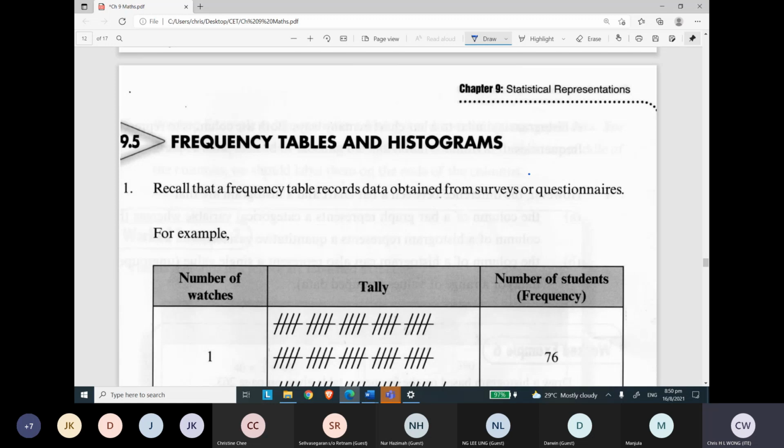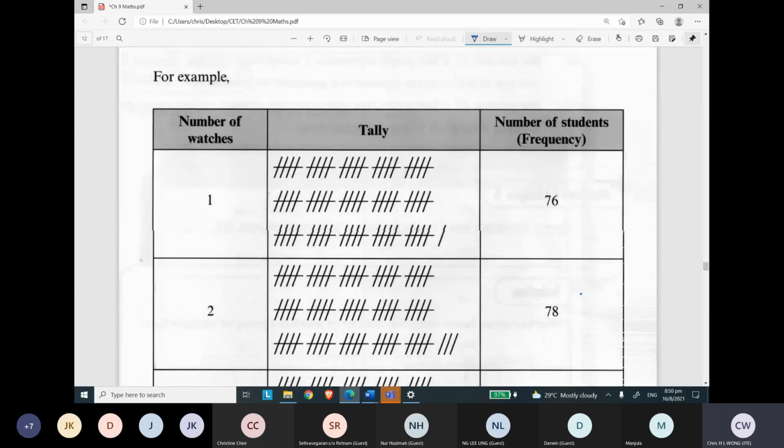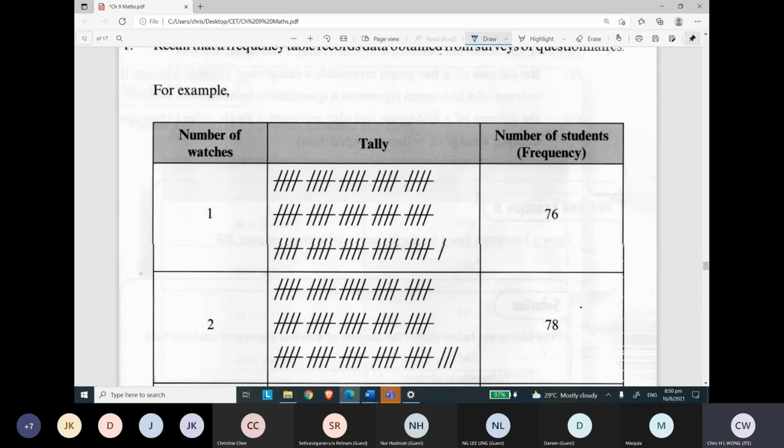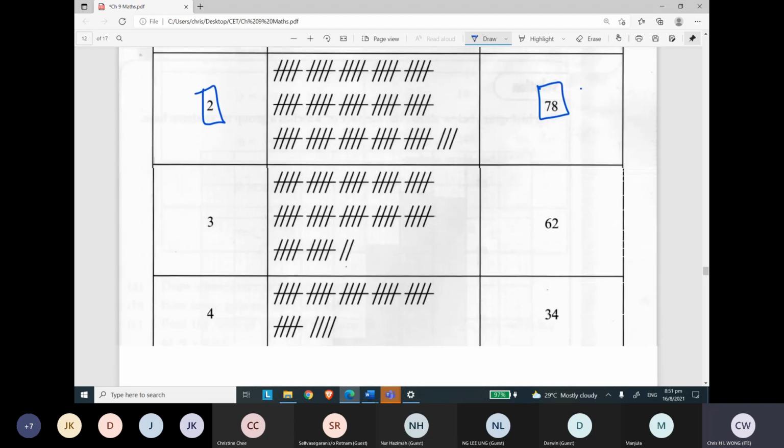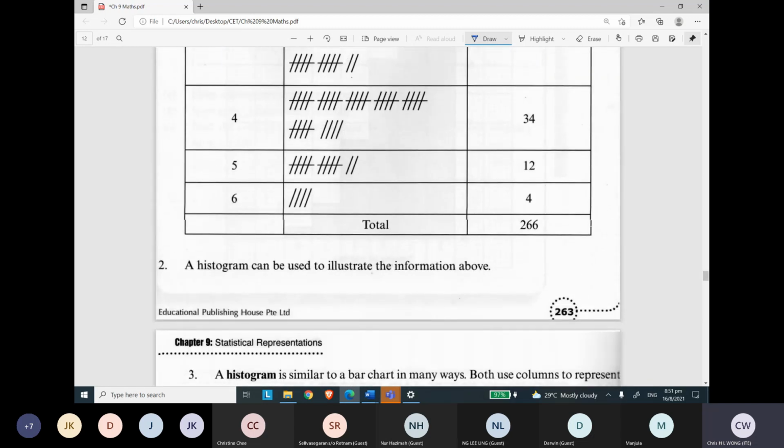Okay, back to this again. Recall the frequency table records obtained from a survey or questionnaire. This is the way we do tally, right? The frequency here talks about the number of watches the students have. The number of students holding one watch is 76 students. The number of students having 2 watches is 78 students. So that's how you do a survey. Okay, then this is what we have.